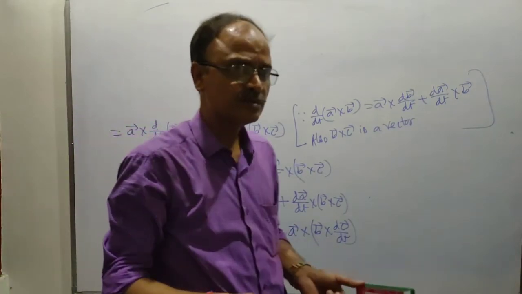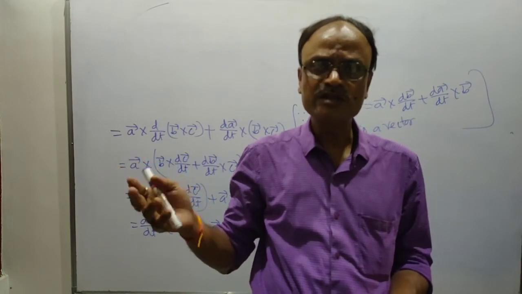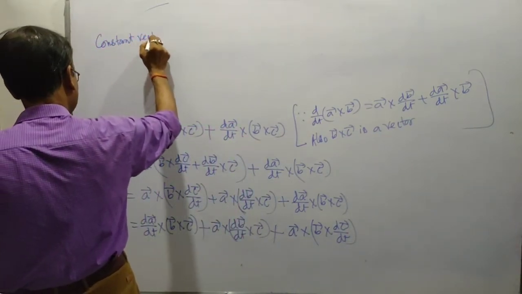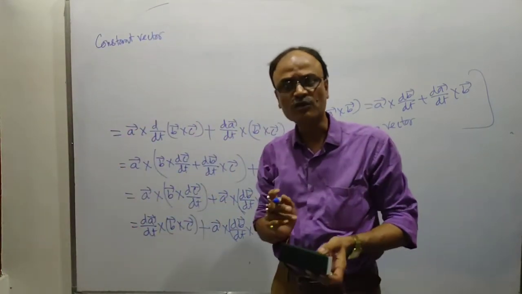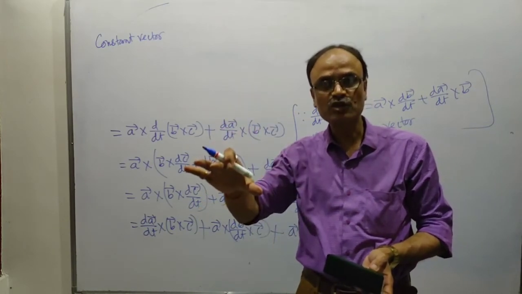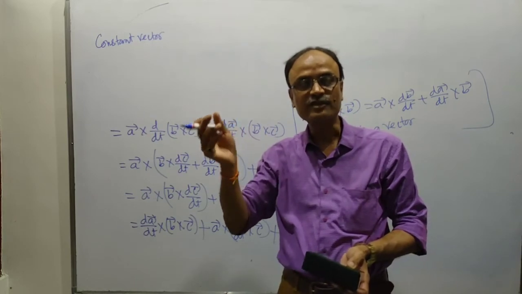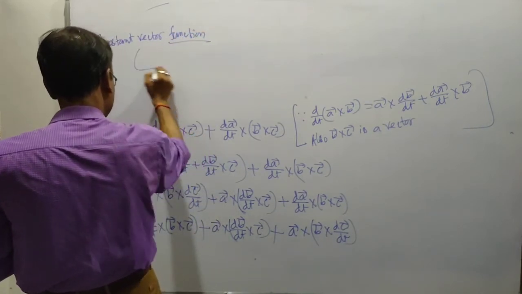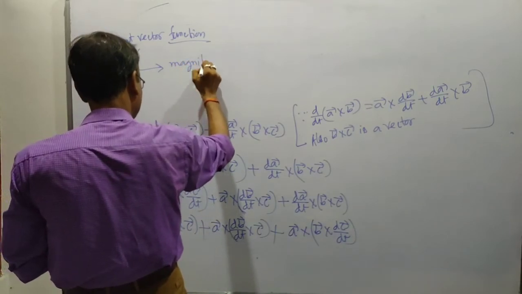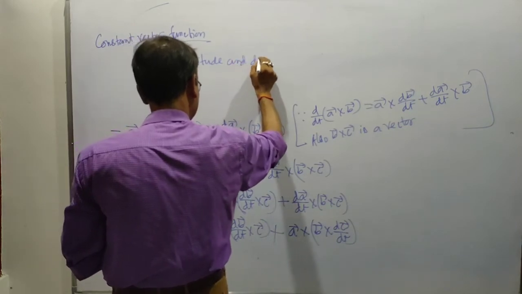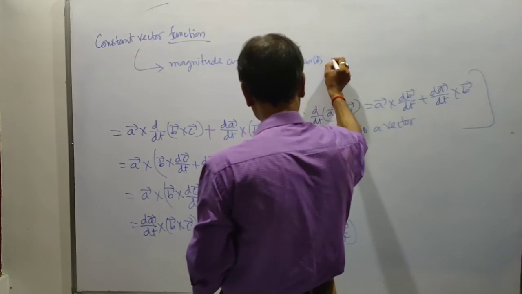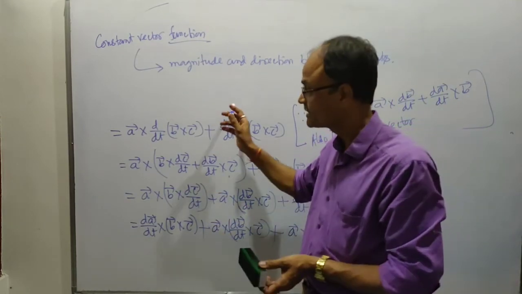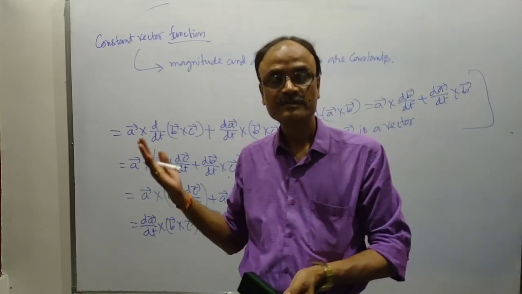Now I am going to give you one definition, which is called the constant vector. What do you mean by constant vector? Constant vector means the magnitude is constant and the direction is also constant. This can also be applied to a vector function. Constant vector means magnitude constant and direction constant. Then it is called a constant vector.